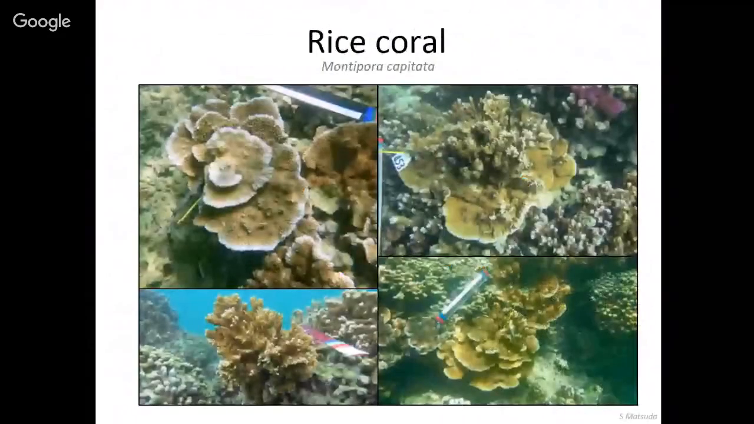And so my study is focusing on a really common reef-building coral in Kaneohe Bay, a rice coral called Montipora capitata. And what's really interesting about this coral is that it is really, really dynamic. You have these really nice plate morphologies to these very branching structures. Sometimes you have a little bit of both, as in this one down here.